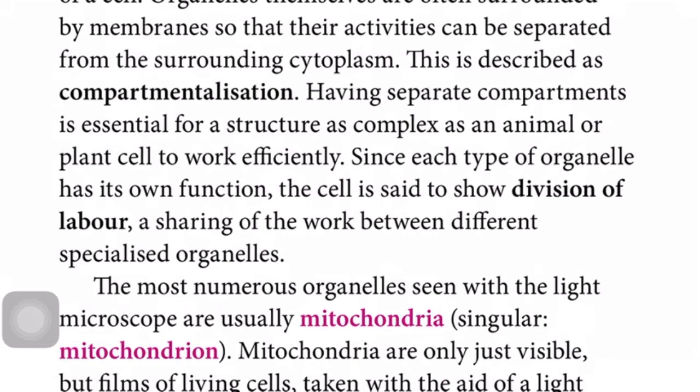So division of labor is basically that the work is divided across different organelles. That's why there is a division of labor. It's not like one cell or one organelle is doing all of the work. The work is divided, like energy creation is done by the mitochondria, protein creation by ribosomes, and sorting and processing of the proteins by the Golgi apparatus.